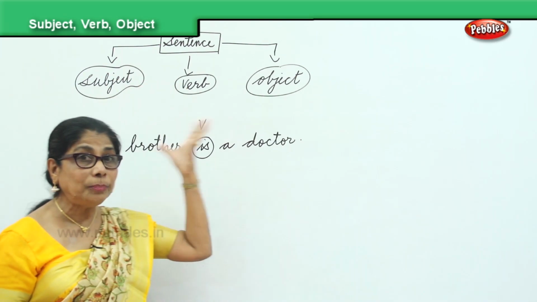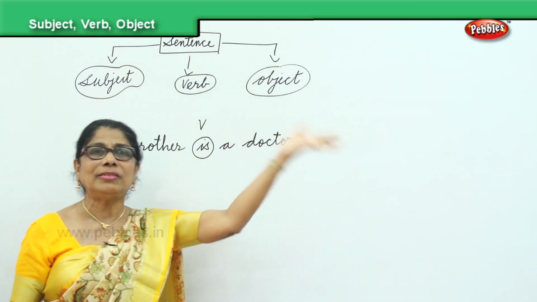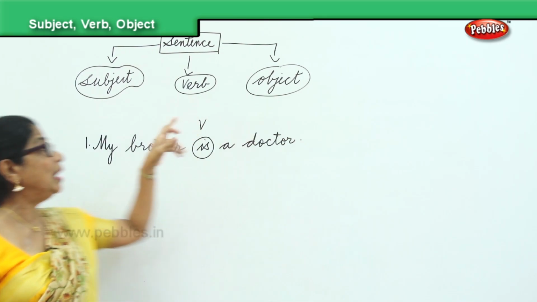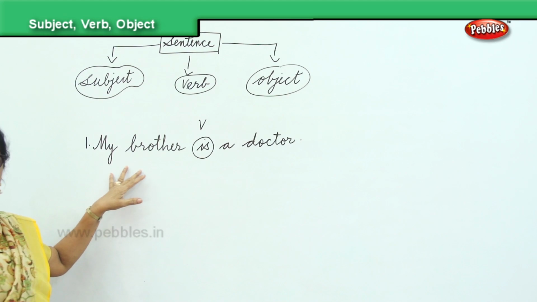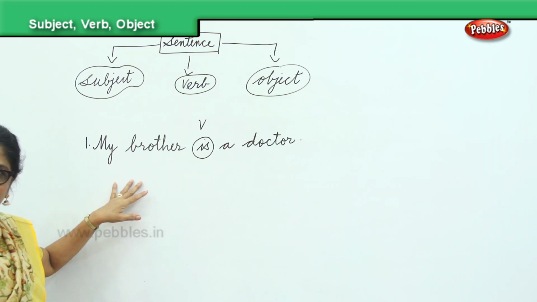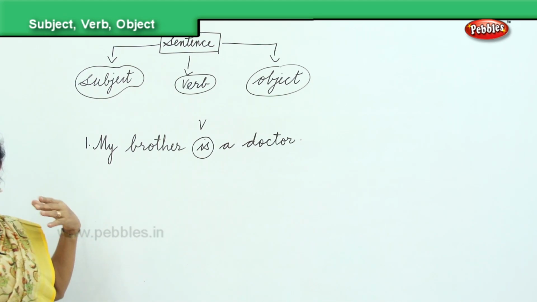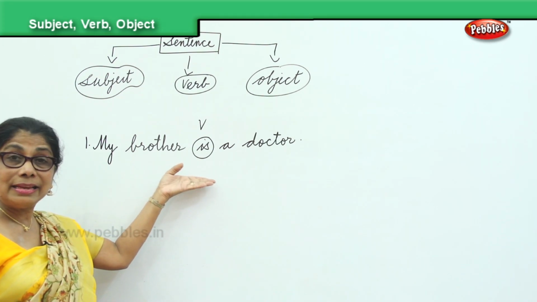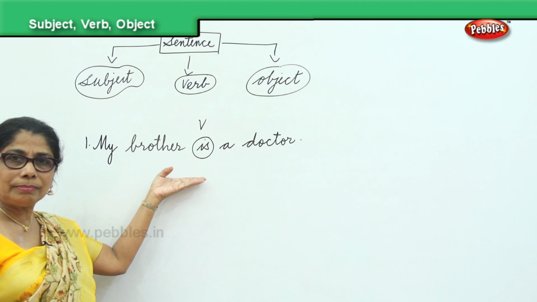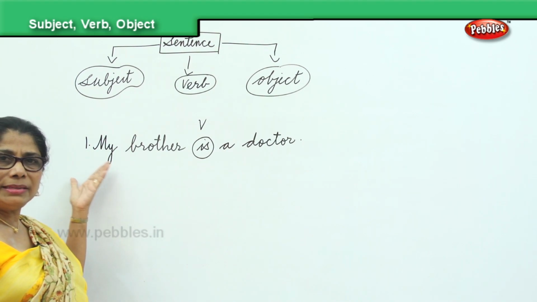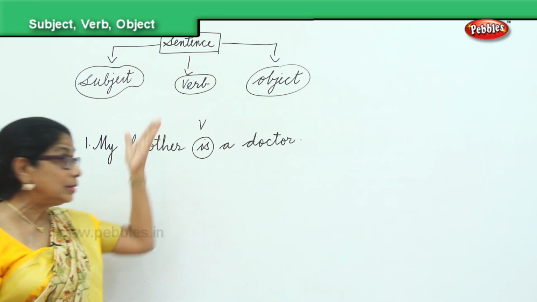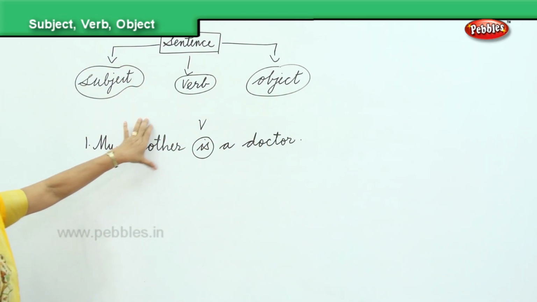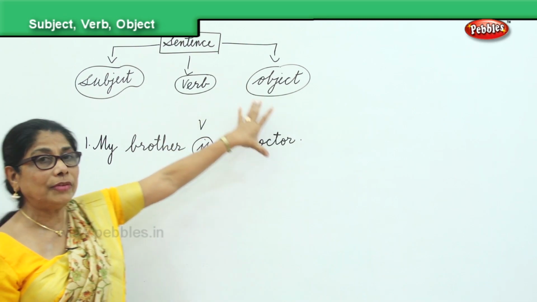And what is the object? What's he doing? He is treating patients. So every sentence will have a subject that almost always comes in the beginning of the sentence. That's my brother. What is he? He is a doctor. Is, that's the verb. Now, what is my brother? No, he is a doctor. Object. So you have a subject, a verb, and an object for the sentence.